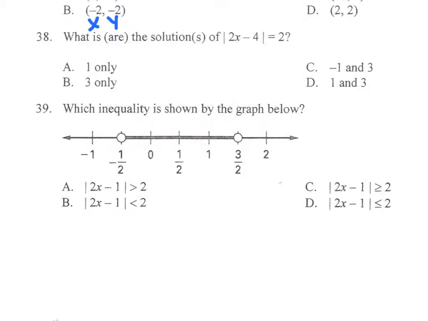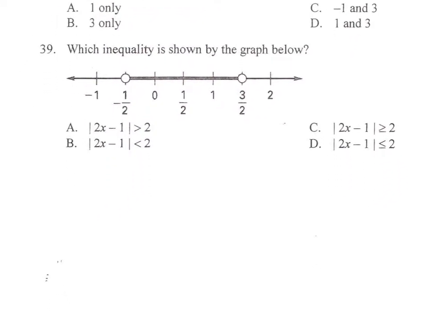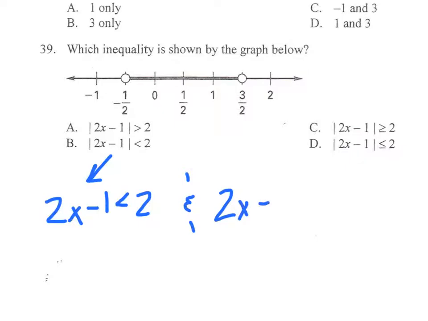On number 39, you've got a graph here of an inequality. Now the answers all are absolute value. So remember, when you do absolute value, you need to make it into 2 different problems. So just for a reminder here, this would be 2x minus 1 less than 2, and this would be an AND since it's less than. So and 2x minus 1 is greater than, and you got to change the sign, make that -2. So work those out, see which graph goes along.